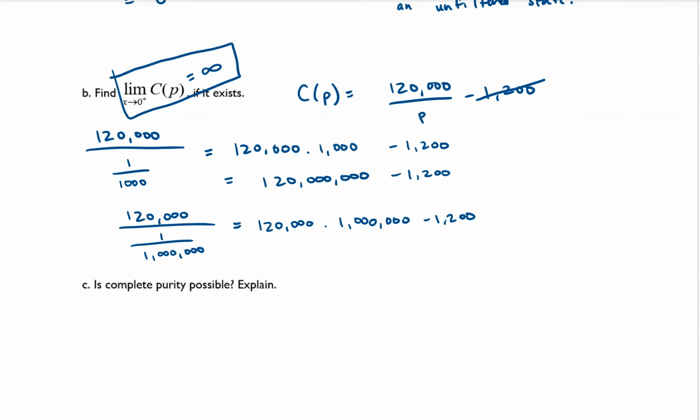Part C says, is complete purity possible? Explain. It is not. The cost is unbounded and goes off to infinity.